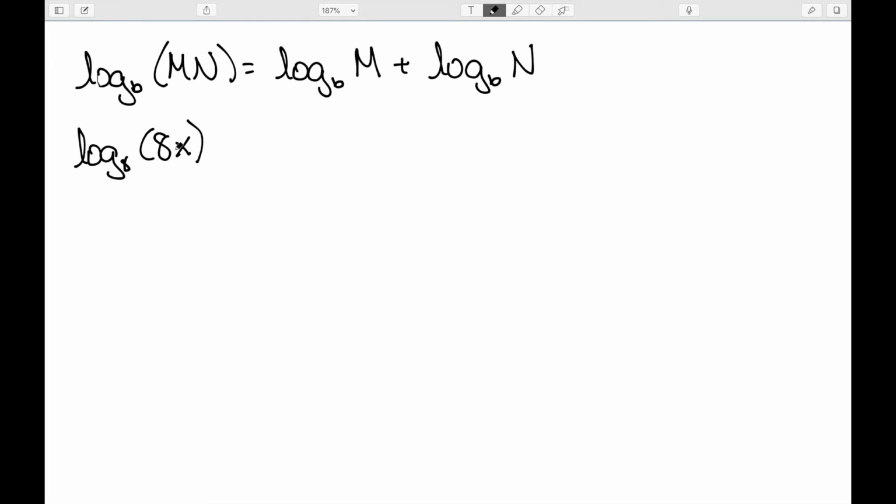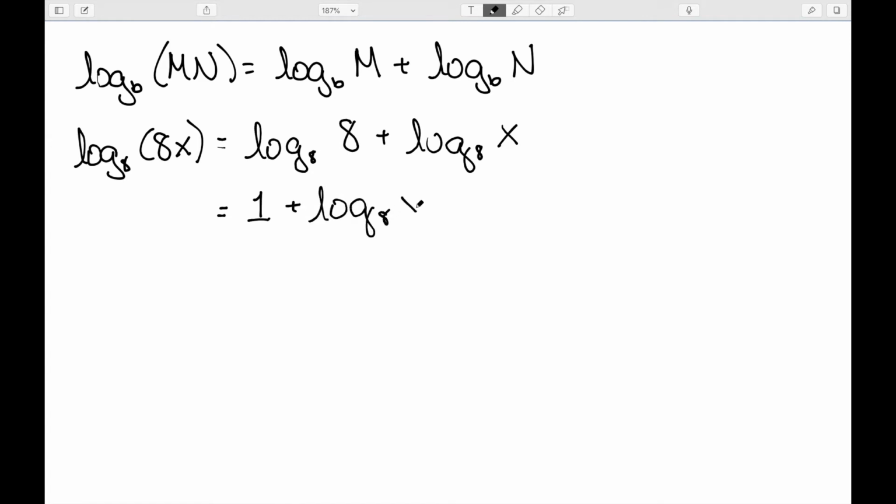As an example, log base 8 of 8x. This is a product, so I take log base 8 of the first part of the product plus log base 8 of the second part of the product. And in a previous video, I discussed that log base 8 of 8 is going to be equal to 1. Log base b of b, as long as these two numbers match, it's always going to be equal to 1. Plus log base 8 of x.